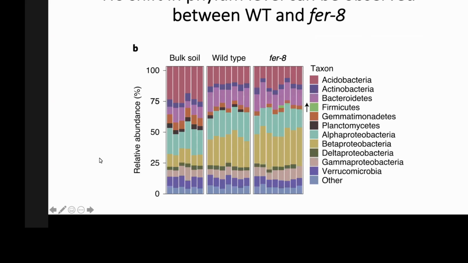They also saw that there was no shift at the phylum level in FAIR8 as compared to wild type. So this is relative abundance. And here I should just preface this by saying they did 16S rRNA profiling, and they're looking at relative abundance, and here are the different taxa. And if you look at wild type versus FAIR8, there's really no difference between the phylum, right? And I think they mentioned in the paper that there's no dysbiosis that is seen. So this mutation is not causing any drastic shifts in the microbial composition.